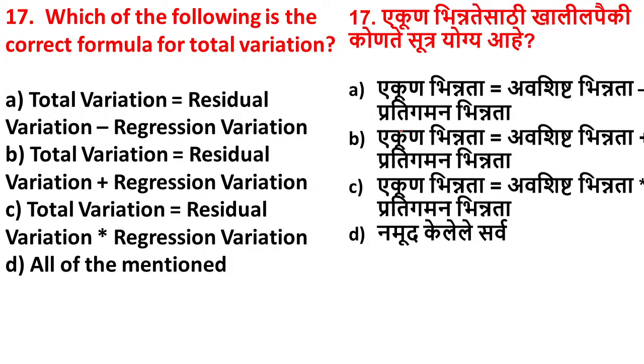Question number 17. Which of the following is the correct formula for total variation? Option A total variation is equal to residual variation minus regression variation. Option B total variation is equal to residual variation plus regression variation. Option C total variation is equal to residual variation multiplied by regression variation. Option D all of the above mentioned. So here the right answer is option B: total variation is equal to residual variation plus regression variation.